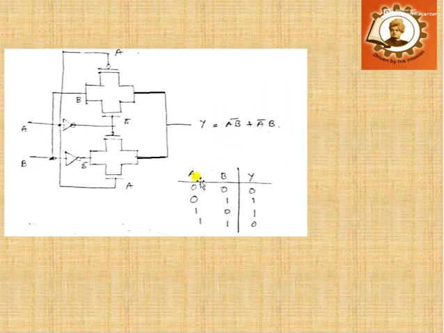If you verify this truth table by putting in the values of A and B, when A and B are 0 0, what will be the value of Y? A is 0, so the upper transmission gate is on, and B is 0, so the lower transmission gate, which is controlled by A bar and B, is off, so Y will be 0. Similarly, you can verify any of the entries of our truth table, so that this will represent our XOR gate. So that's all about today's class.